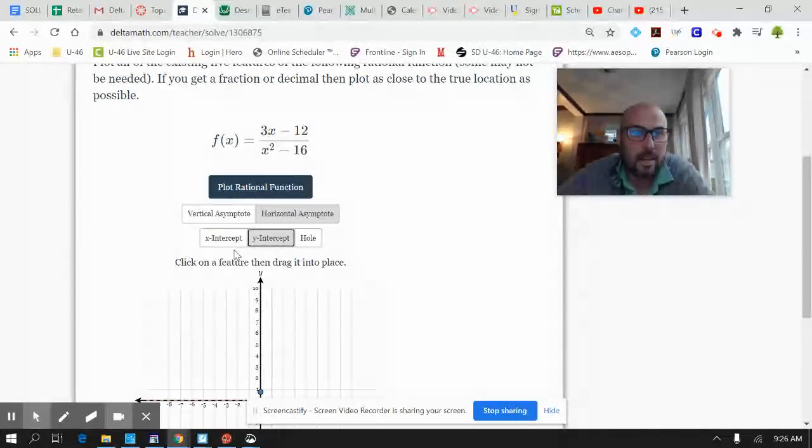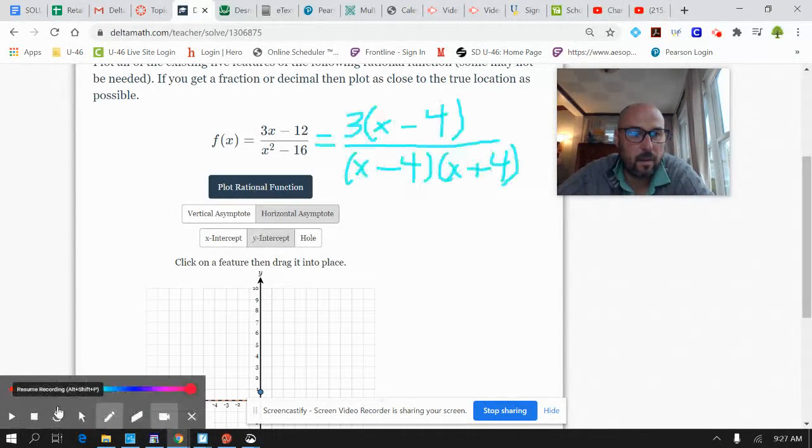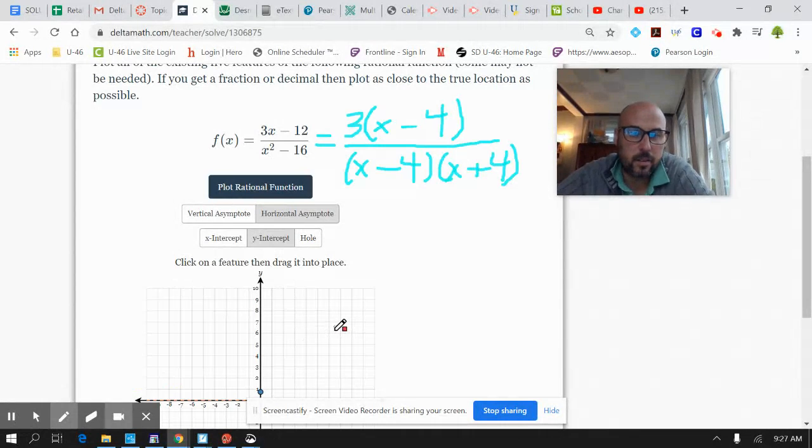And the x-intercept, is there an x value that makes the numerator 0? Yeah, 4. If x is 4, that's 12 minus 12, that's 0. But if x is 4, the bottom is 16 minus 16, and that's 0. So there is no x-intercept. We need to factor this. And here it is factored. The numerator had a GCF of 3. The bottom was a difference of squares. And I see, of course, that the x minus 4's cancel out.